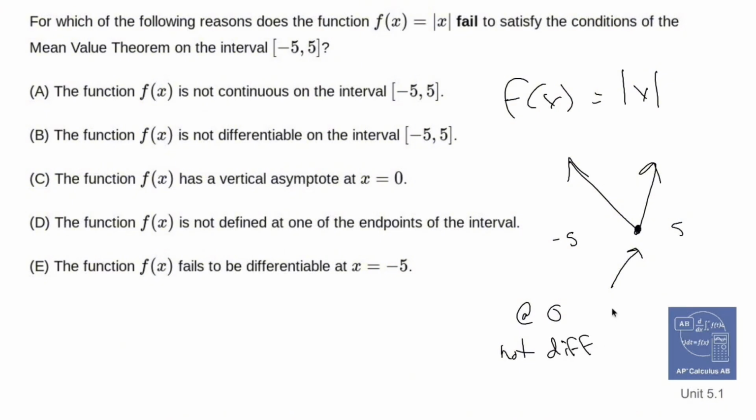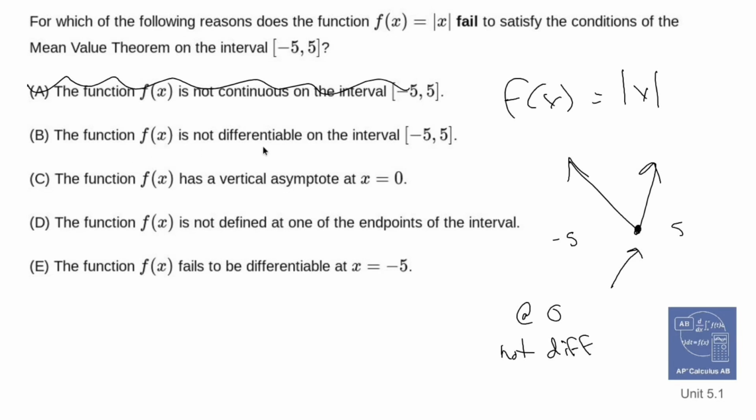Which means in order for the mean value theorem to work, it has to be continuous and also differentiable, and it's not differentiable at 0. So here are our options. The function is not continuous. Oh, but it is continuous.